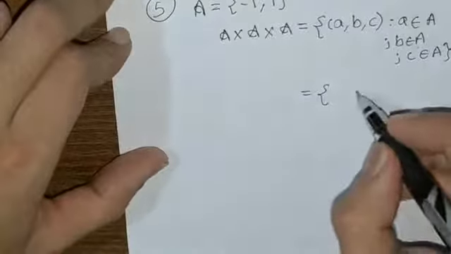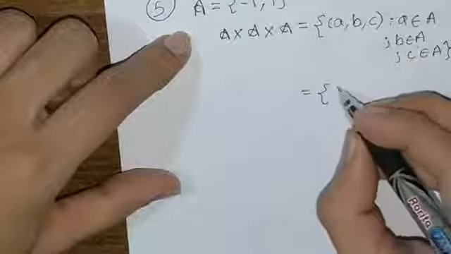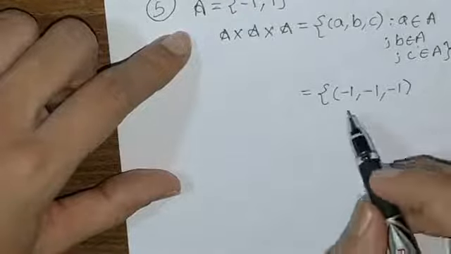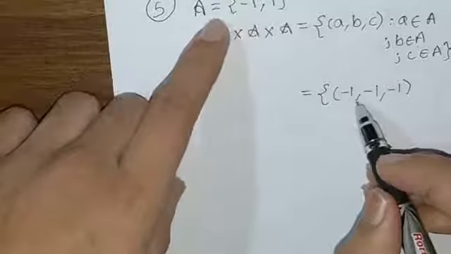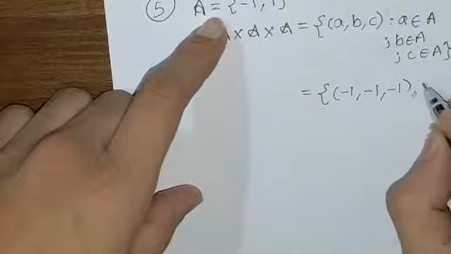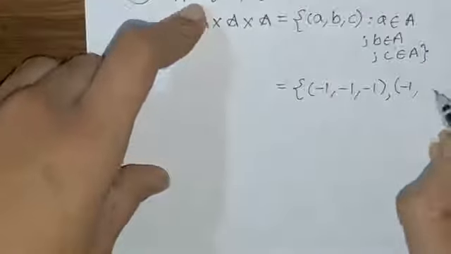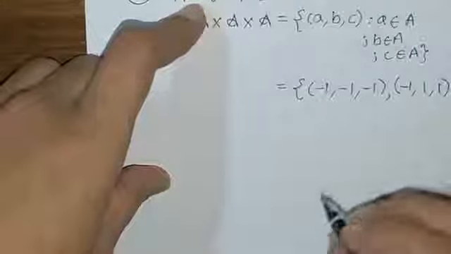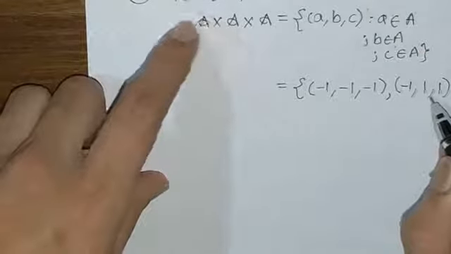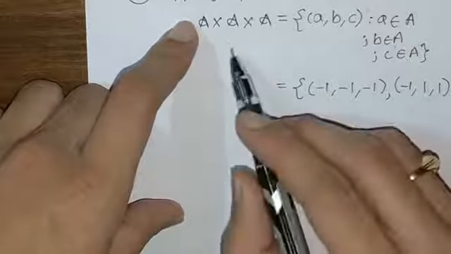If we write this set, then the elements in the set will be (-1, -1, -1). This -1 is from A, so all these elements are from A. Also we can write the element (-1, 1, 1). -1 is in the set A, 1 is also in the set A. So this element will be there in A cross A cross A.